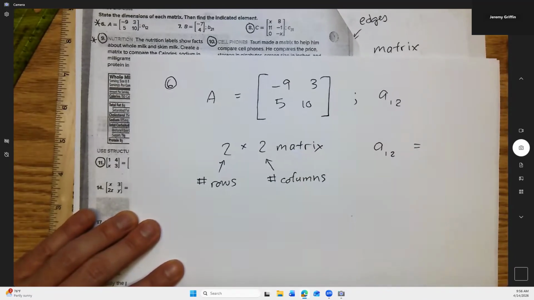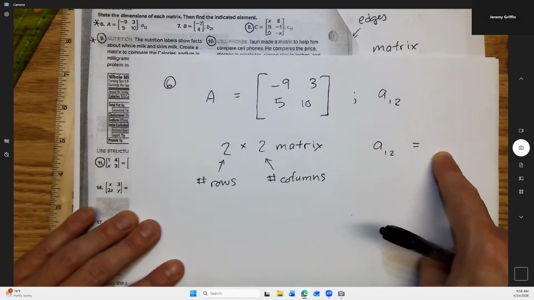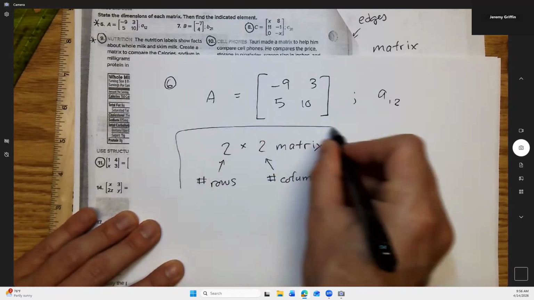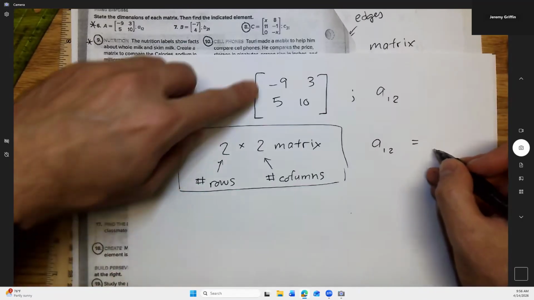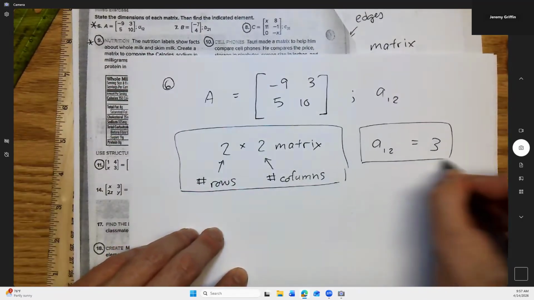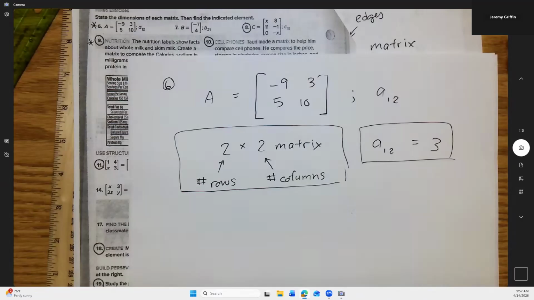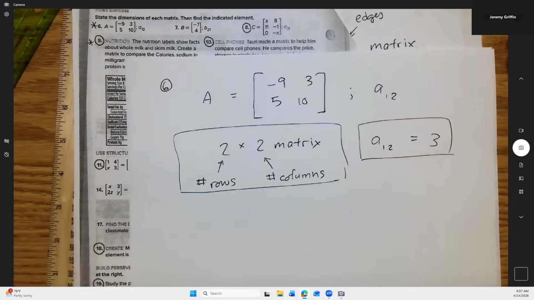And A1,2: first row, second column. What element is that? First row, second column? 3. Yeah, 3. There you go. A1,2 is 3. So that's the whole thing. You guys got it on number 6? Yeah.